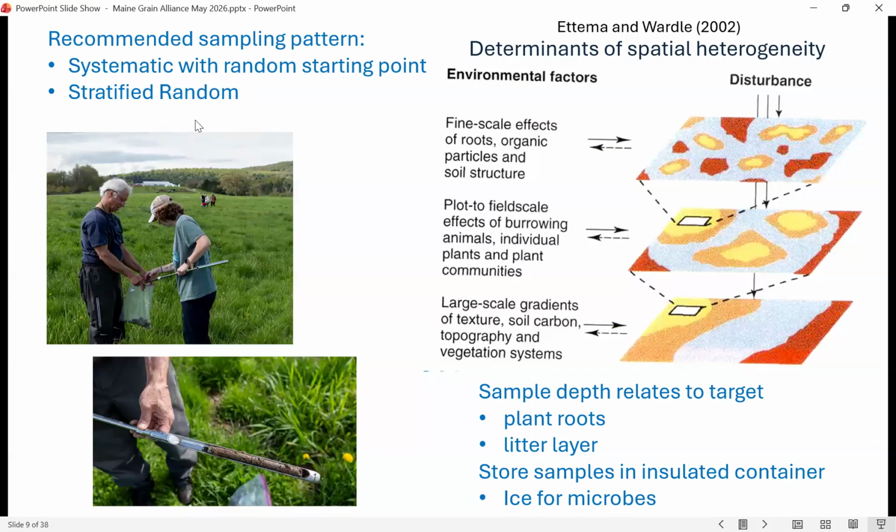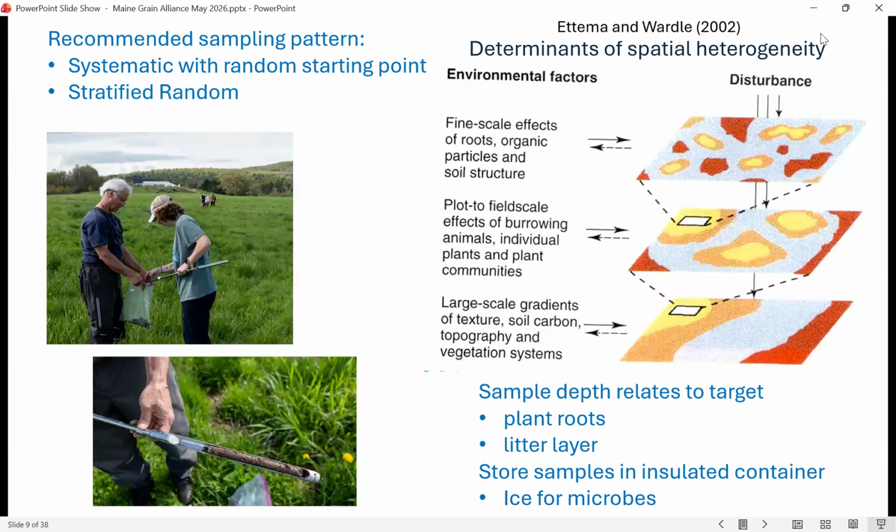An alternative sampling pattern is what we call stratified random. And that would be, you could take your field and develop artificial strata, like say I'm going to divide it into quadrants or maybe into 8 portions, and then take a sample at random within each of those portions. And those get mixed together as a composite sample. The composite is because we're trying to be representative across that whole area, and we need enough soil that we can extract what we need to look at.